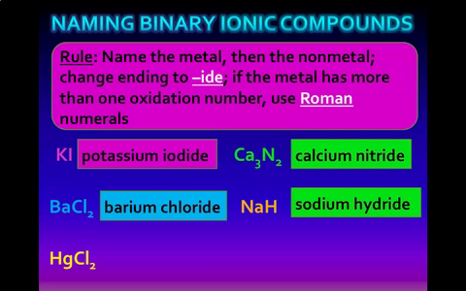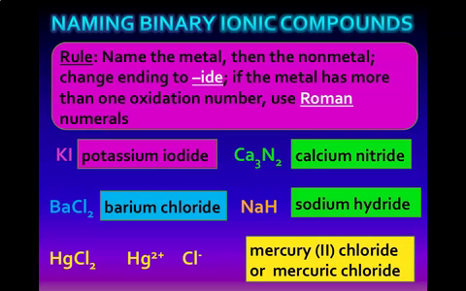Okay, on this next one, mercury is one of those that has more than one oxidation number. So to figure out what it is, I have to take it apart, and I can use my crossover rule backwards. So mercury is going to be a +2 because chlorine is a -1 and there are 2 chlorines there to cancel out. So I'm going to write mercury, parentheses, 2 in Roman numerals, and then chloride. Or I could use the classical naming, which is mercuric chloride.